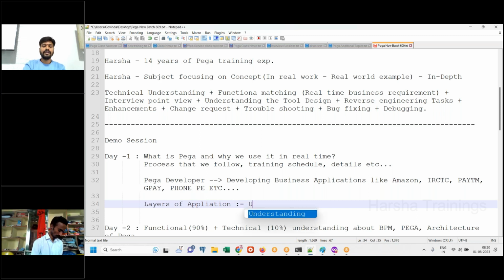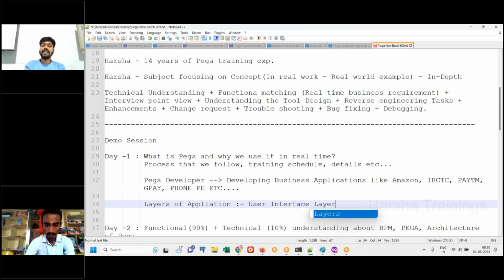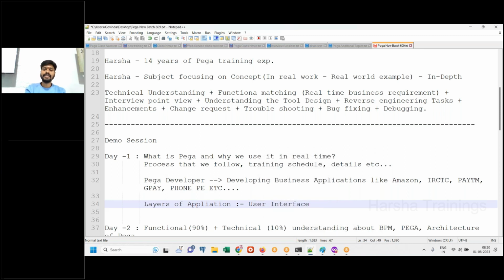See, usually a user interface layer will be there. What is that? User interface layer. User interface plus business logic will be there. What is the other one? Business logic layer will be there. Third one is the database layer.